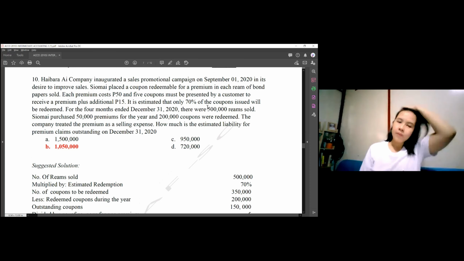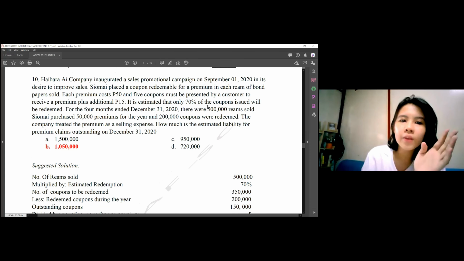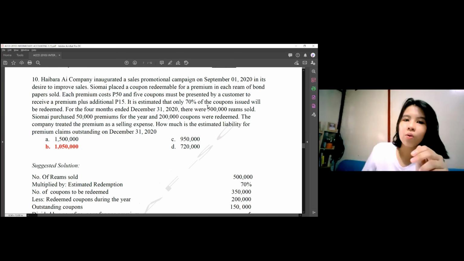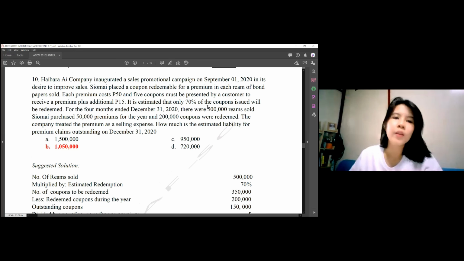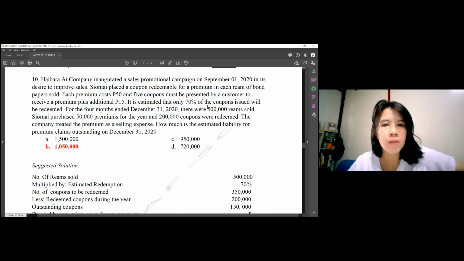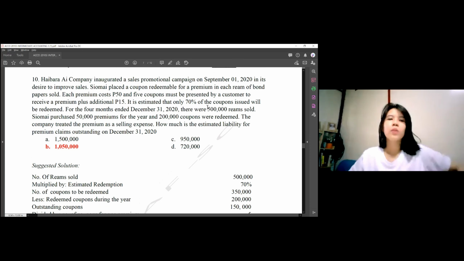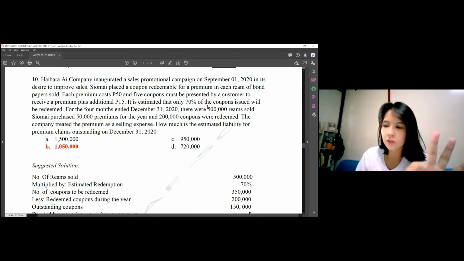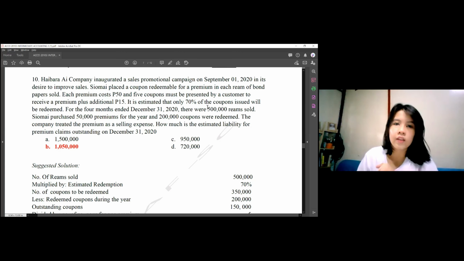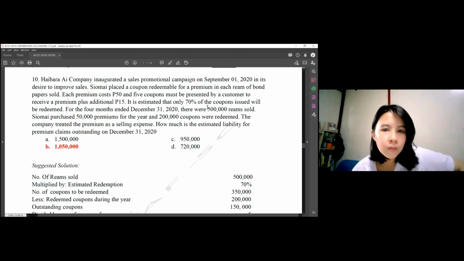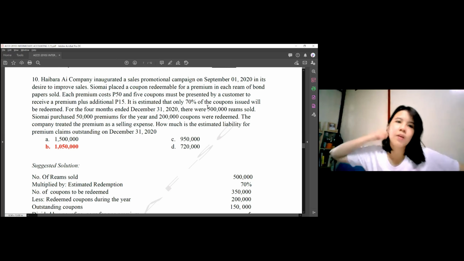So, remember na kahit na 50 yung total cost ng bawat premium, dapat i-note natin na mayroong additional 15 na babayaran si customer. So, it was like 35 pesos lang yung ginastos ni Haibara Eye Company for those premiums. So, 30,000 times 35, which is 50 minus 15, is 1,050,000. So, ayun. Pag nakakita kayo ng ganyan, just reduce it by the amount paid by the customer.